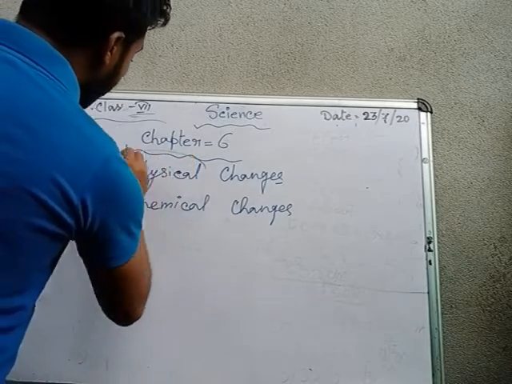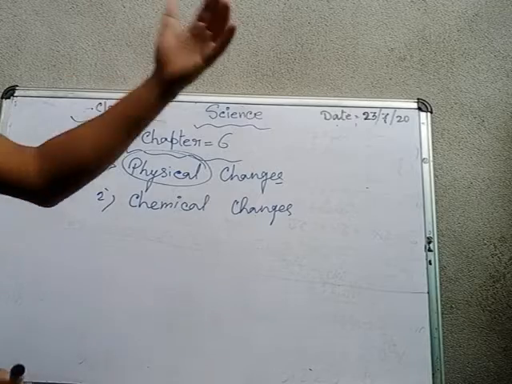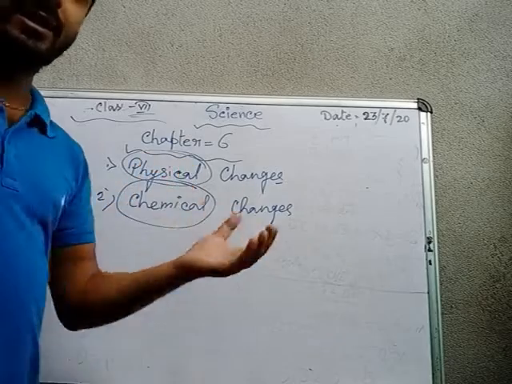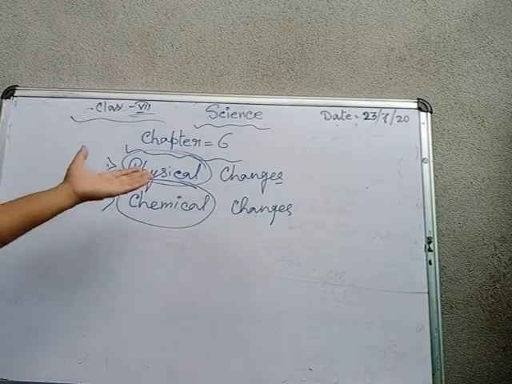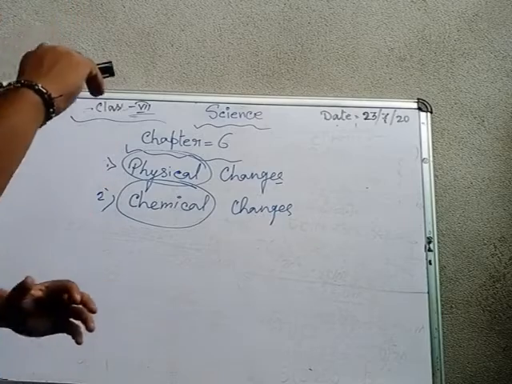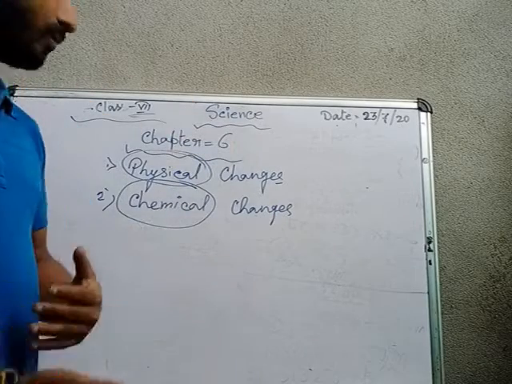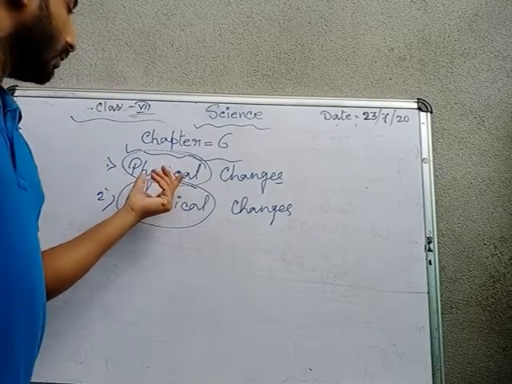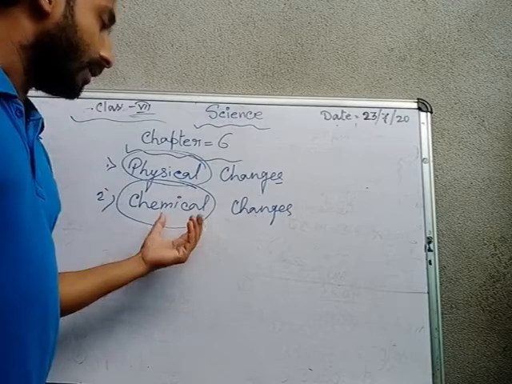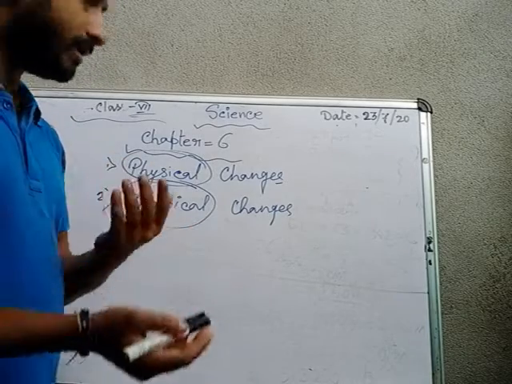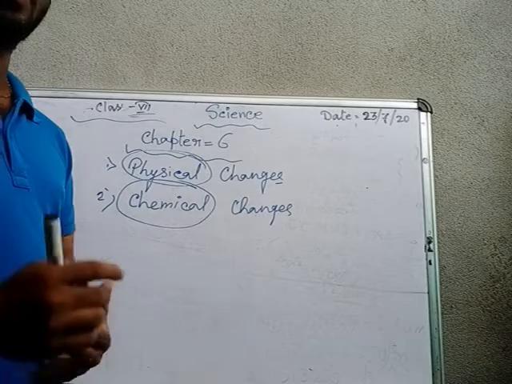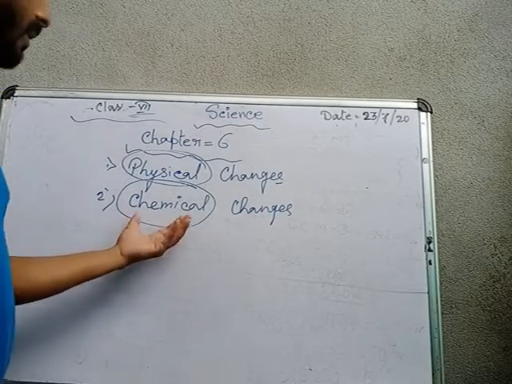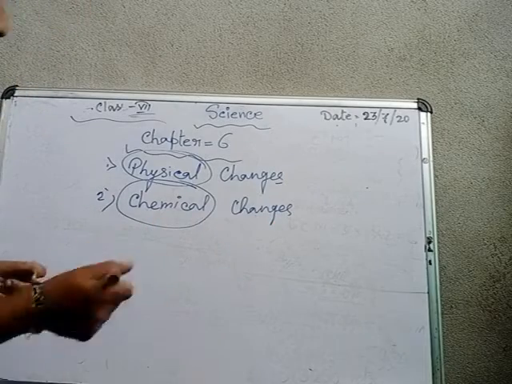At first I will tell you, physical means the external, and chemical means the internal of the substance. If the changes are external in the substances, it will be the physical changes, and if the changes are internal, that means the substance is changed internally or chemically, it will be the chemical change. That means we cannot get it back again.